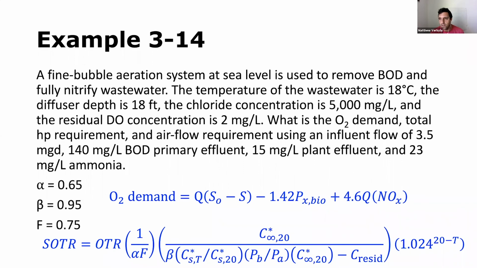So, full conversion of ammonia nitrogen to nitrate. The temperature of the wastewater is 18 degrees Celsius. The depth of the air diffusers is 18 feet. We have a chloride concentration of 5,000 milligrams per liter and a residual DO concentration of 2 milligrams per liter.